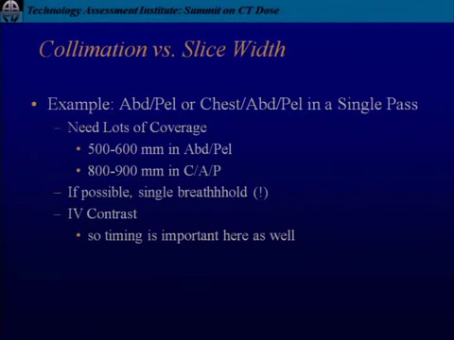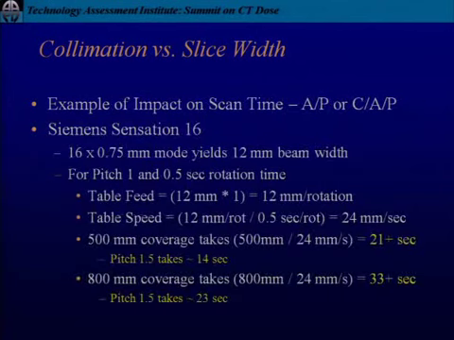Okay, so here's some of the constraints that we're working with. How can we get through these given the configurations? Okay, if we're doing an abdomen, pelvis, or a chest abdomen pelvis in a Sensation 16, let's go back to that one. 16 by 0.75, remember that's our less coverage but thinner slice mode. So if we were doing pitch 1 and 0.5 seconds, there's our 12 millimeters per rotation coverage, 24 millimeters per second. And so that 500 millimeter coverage takes 21 plus a little bit more seconds. Okay? If we increase the pitch to 1.5, we can get that done in a single breath hold. Okay? And still get thin slices.